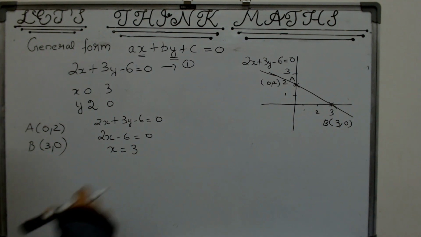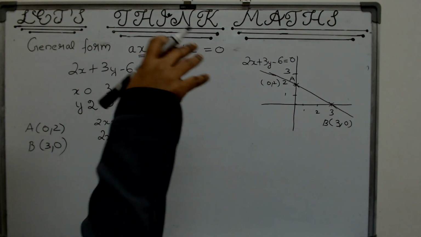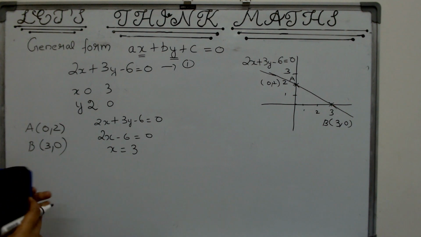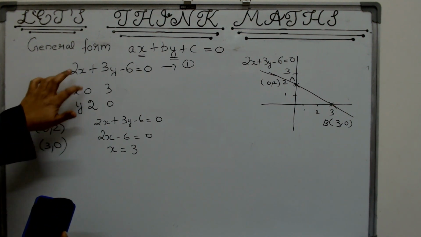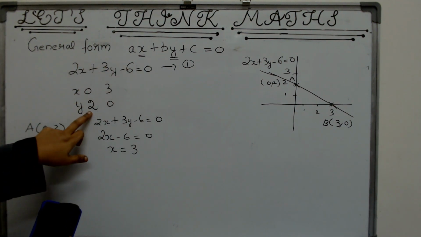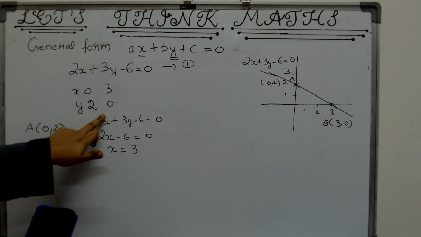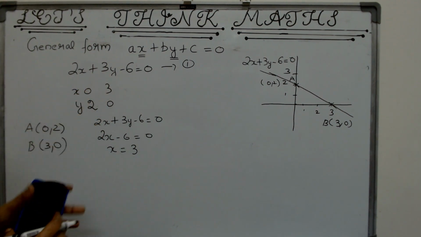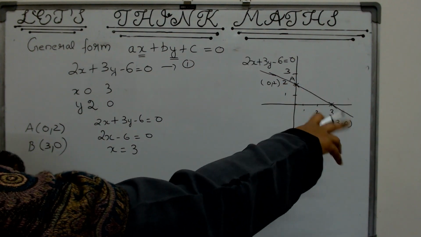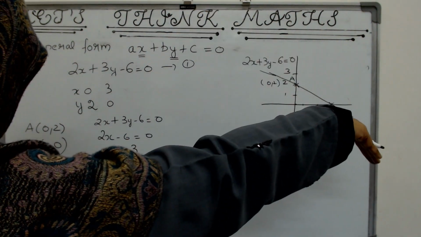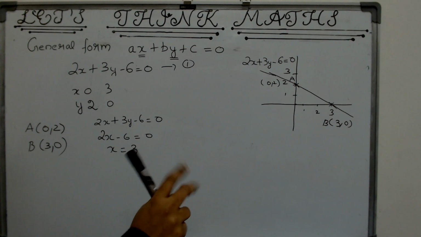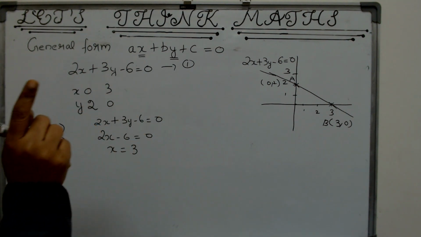Now this is how you plot a point in the xy plane. How is that? Put x is equal to 0 in this equation, find y. Then put y is equal to 0 in this equation, find the corresponding x. So, and mark these points in the xy plane. If you have 2 points and you join them, you will get a unique line.